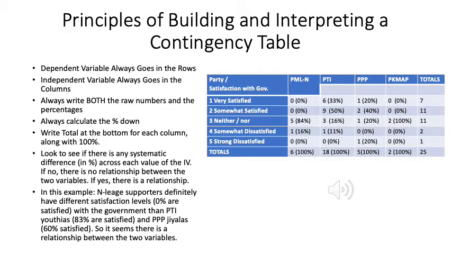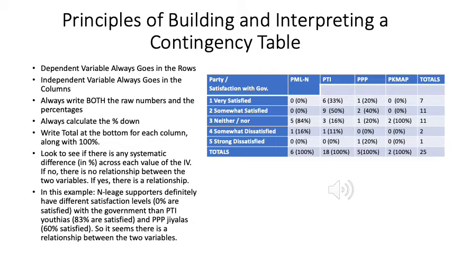So how do we put a contingency table together? And once we have it, how do we interpret the data? Well, to begin with, as mentioned before, the dependent variable always goes in the rows. Here it is level of satisfaction with the government. The independent variable, party ID, in this case, always goes in the columns. So then you write both the raw numbers and the percentages in each box. So how many Noon League voters were there that were very satisfied with the government? Somewhat satisfied, neither nor, somewhat dissatisfied, and strongly dissatisfied. And do that for each party.